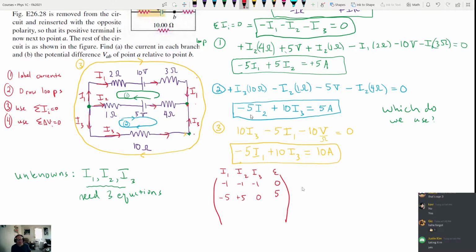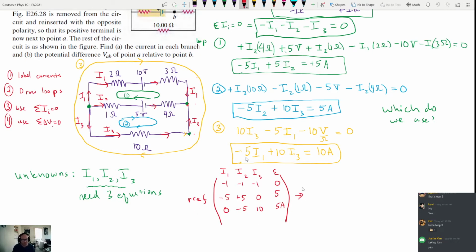And then we use loop number 2, and so we'll have the coefficient of I1. There's no I1, which means the coefficient is 0. Coefficient for I2 is -5. Coefficient for I3 is +10. And then on the right-hand side, we have, again, 5 amps. It's really 5 for both of them. Interesting. So that would be the matrix that we want to use.